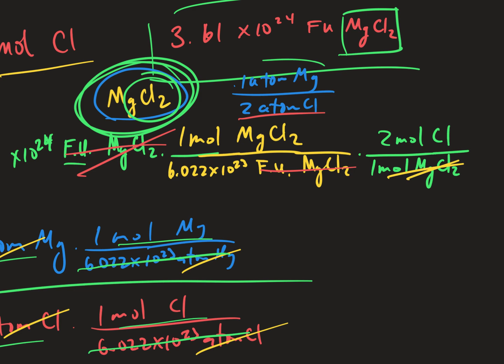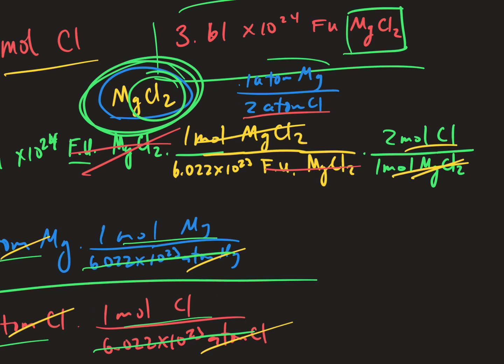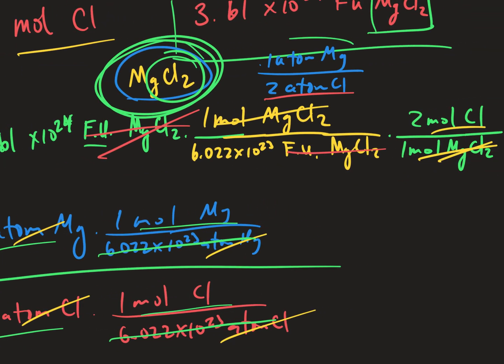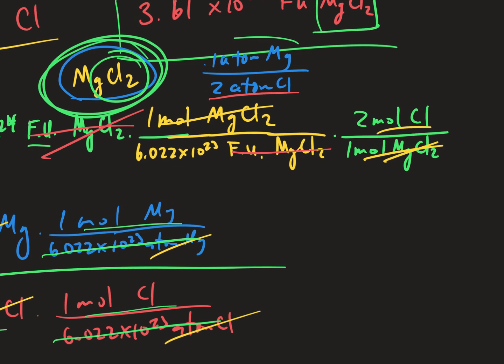So moles of magnesium chloride go away and we're left with moles of chlorine. So now we use our calculator and do 6.31 times 10 to the 24, divide 6.022 times 10 to the 23, multiply 2. And that's it. When I say that's it, I'm not saying that's easy, I'm just saying that's it.